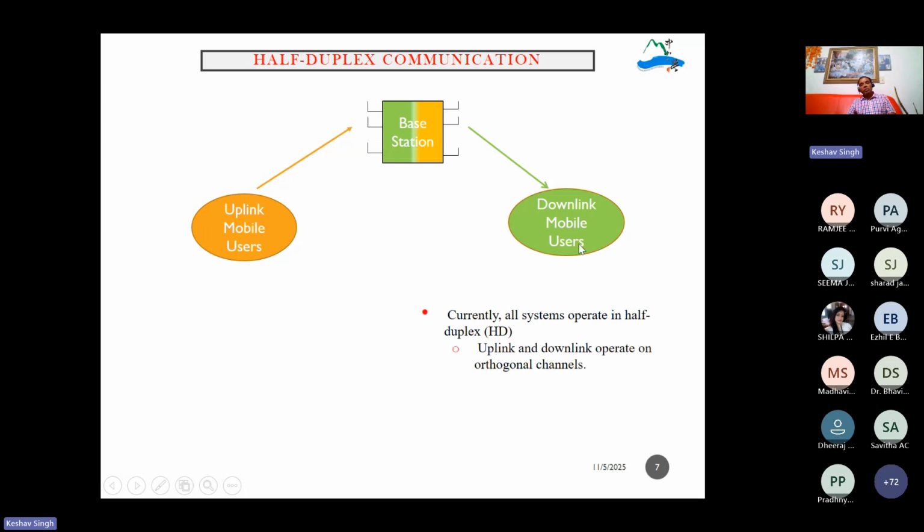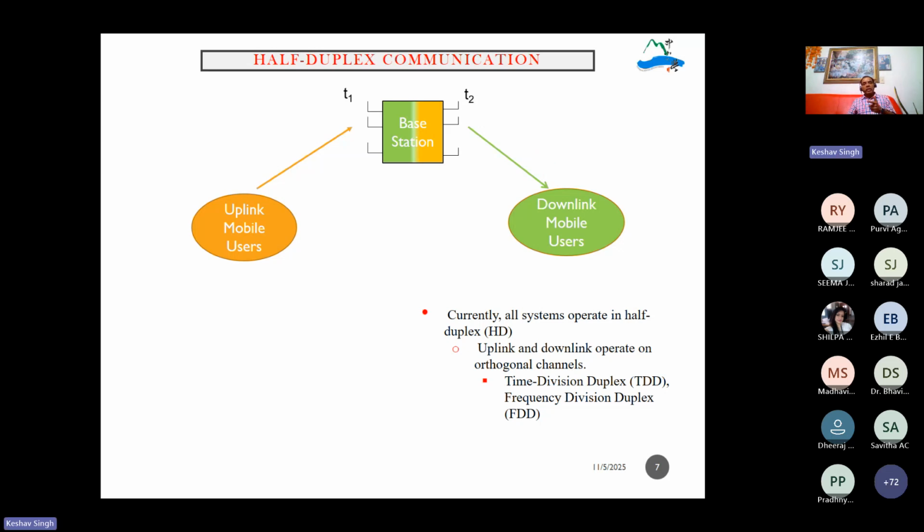So for example, it can operate in TDD mode, or time division duplex, or frequency division duplex. In TDD mode, let's say in T1, it receives the data from the uplink user, so it can't serve the downlink user. But in the next time slot, T2, it will serve the downlink user. So it uses the same resources, but at different times. So this is one.